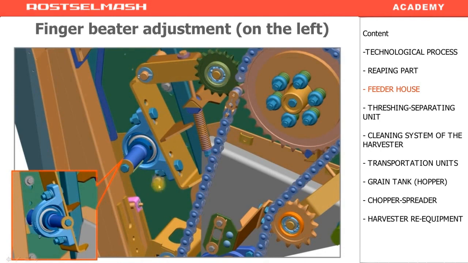Here, we see extension holes. By loosening the bolts and moving the shaft, we'll be moving up and down these holes. After moving the beater up or down, you have to tighten these bolts.